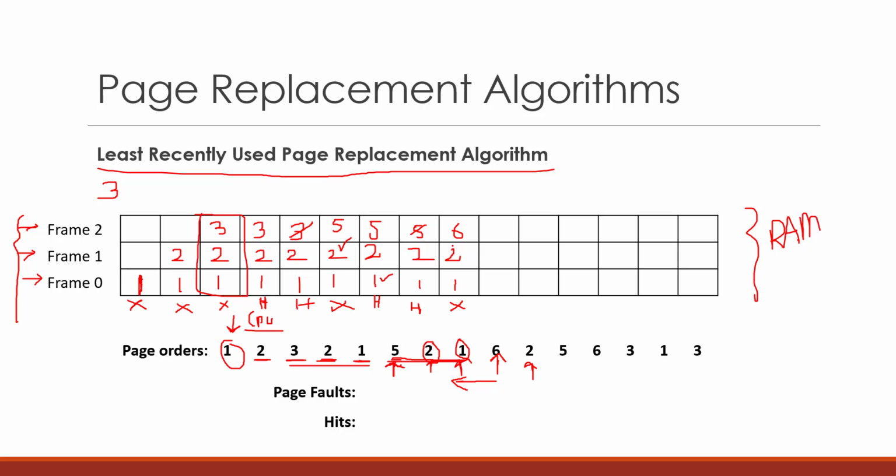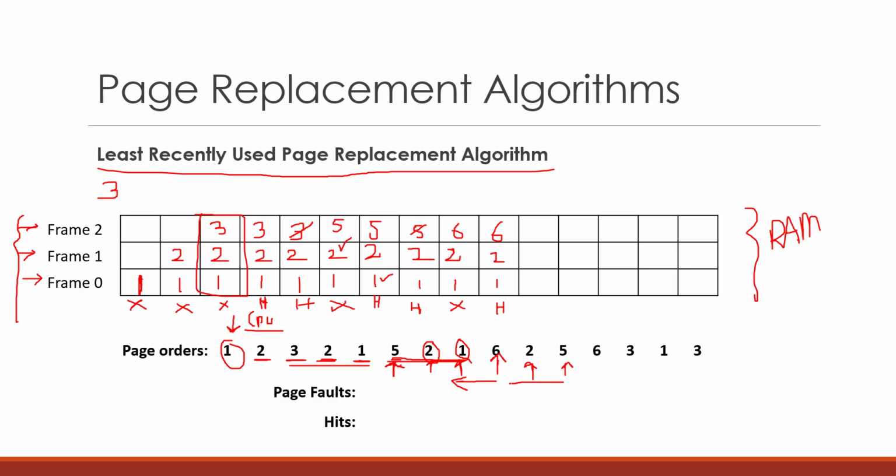2 again. So 2 came again. 2 is in the RAM. Yes, it is inside the RAM. So we will have a hit here. 1, 2 and 6 will remain like this. Then we have 5. Is 5 inside the RAM? No, 5 is not inside the RAM. So it should be brought from the hard drive again. Now which page to be replaced, right? Which page should go out so that 5 can take place?